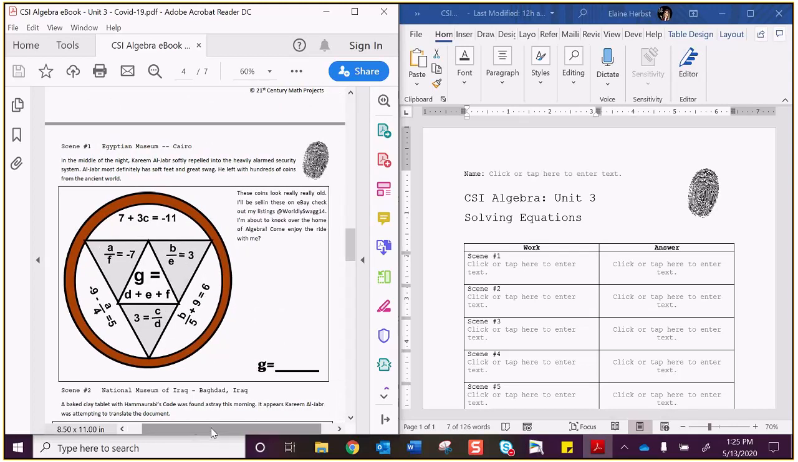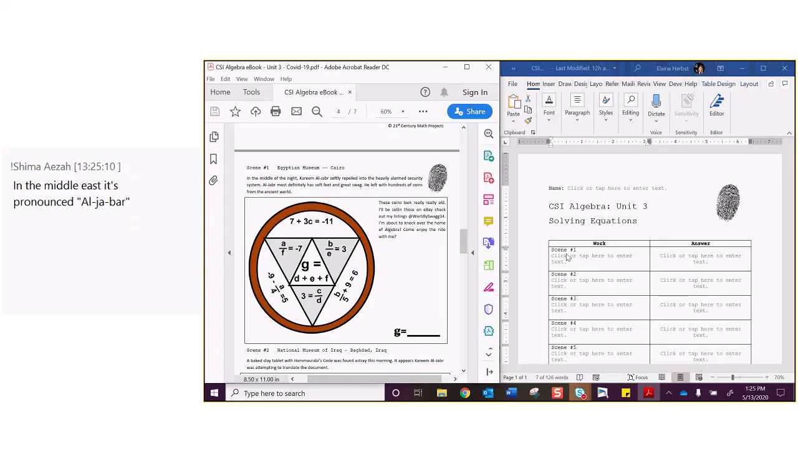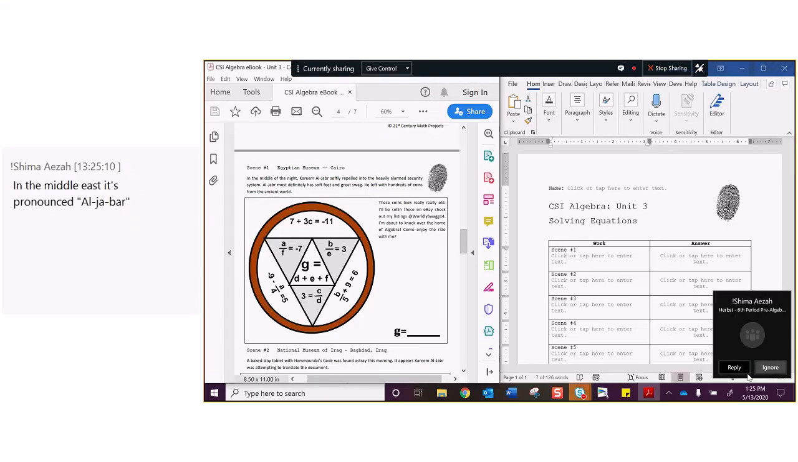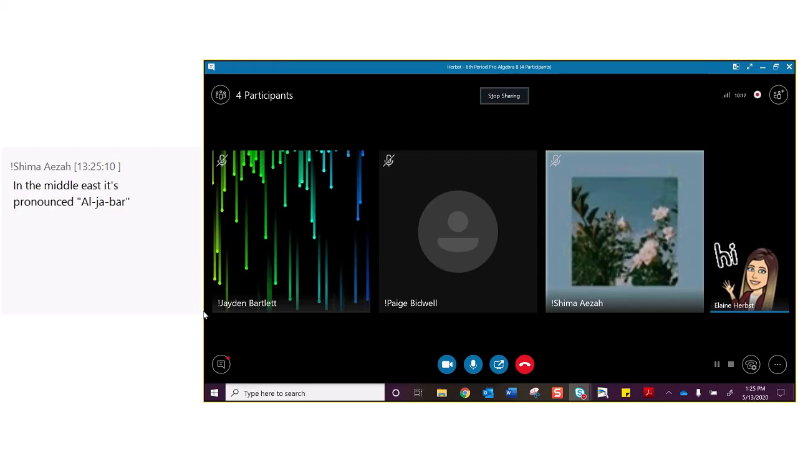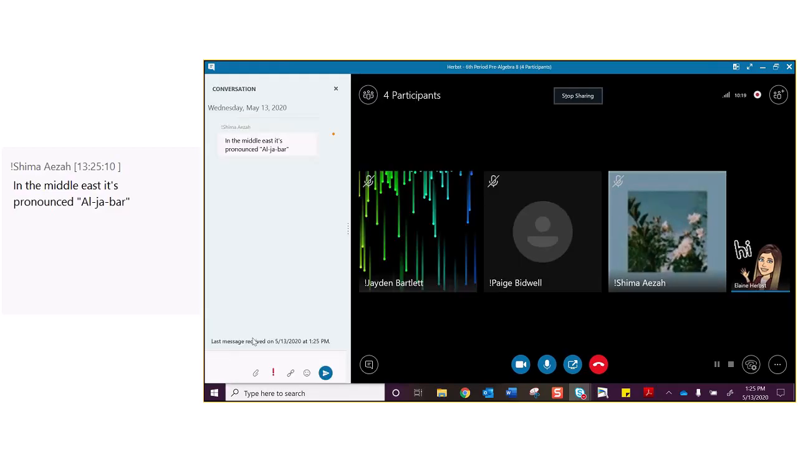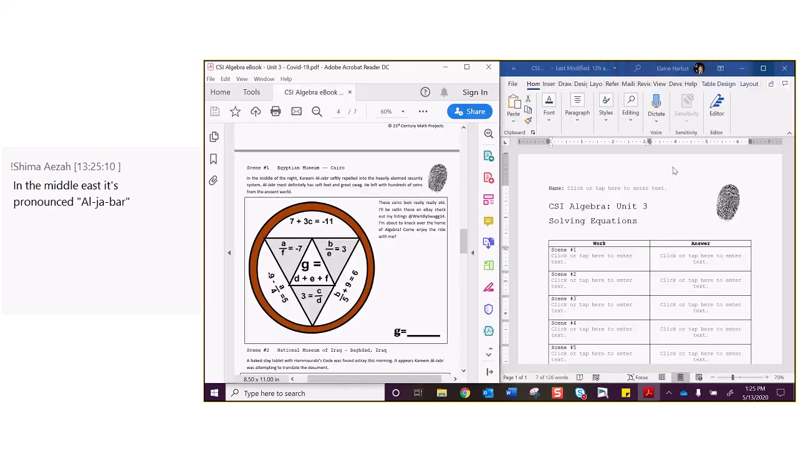Okay, so today your goal really is to only get scene 1 and scene 2 done. Hi, Shema. It is Algebra. Awesome. Thank you. Algebra. So that's probably obviously a play on the word algebra. Algebra. Okay, I was saying like burr. Algebra. Awesome, thanks.